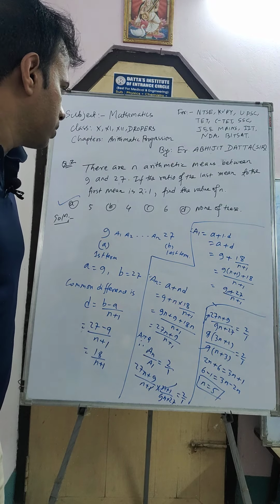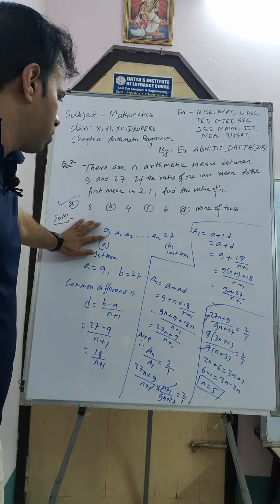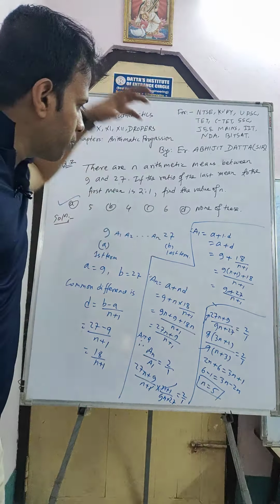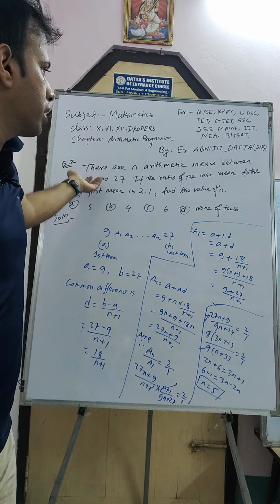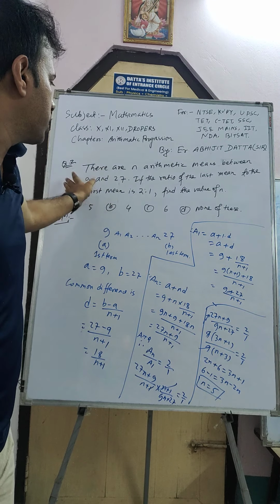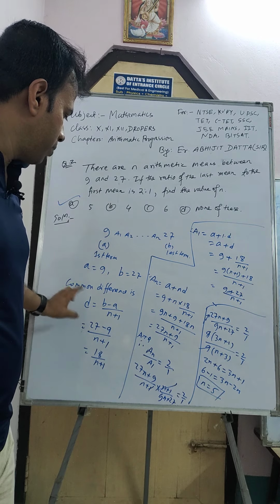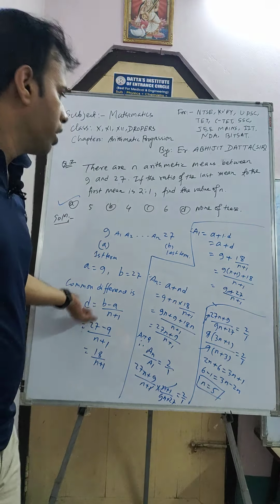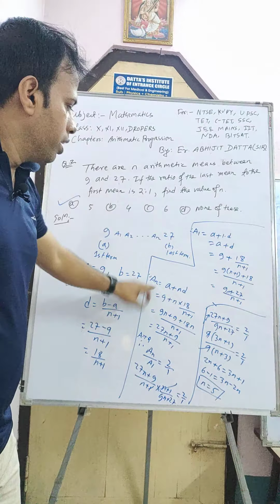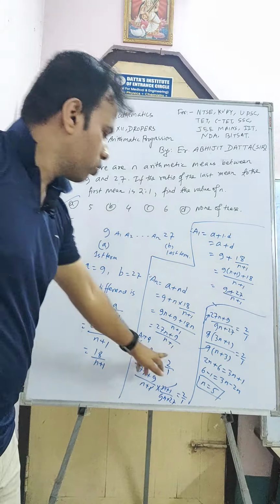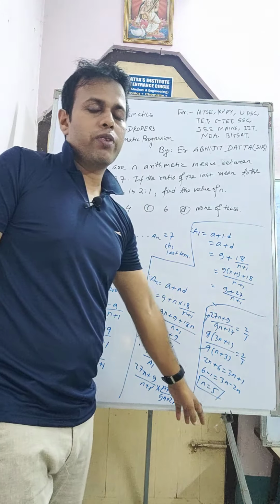So let me explain again in 30 seconds. There are n arithmetic means between 9 and 27. 9 is the first number and 27 is the last number. So you have to insert n arithmetic means. After that they give one hint here. The ratio of the last mean to the first mean is 2:1. So find the value of n. Here I first find the common difference by using this formula, and after that I find the first mean, and after that I find the last mean. According to the question, the last mean to the first mean is 2:1. So I put the values of an and a1 here, and after simplifying, n equal to 5. So n equal to 5 is the correct answer.